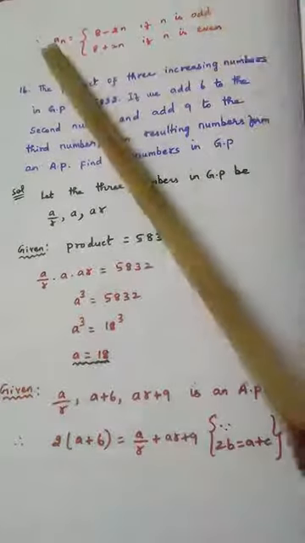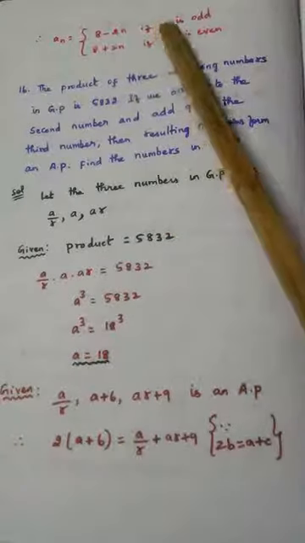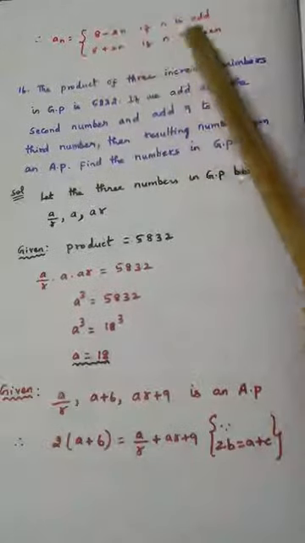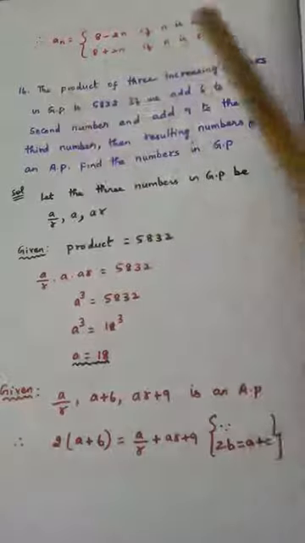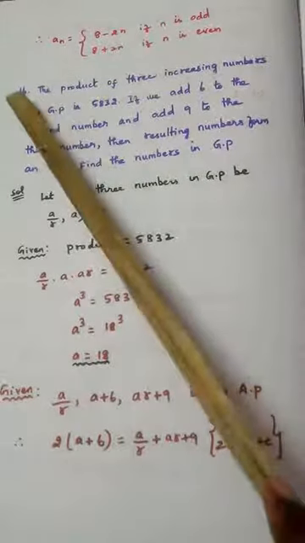Check whether this is right or not. So we can write the answer as a_n is equal to 8 minus 2n if n is an odd number, and 8 plus 2n if n is an even number. So this is the general term for the given sequence. Next sum, question number 16.